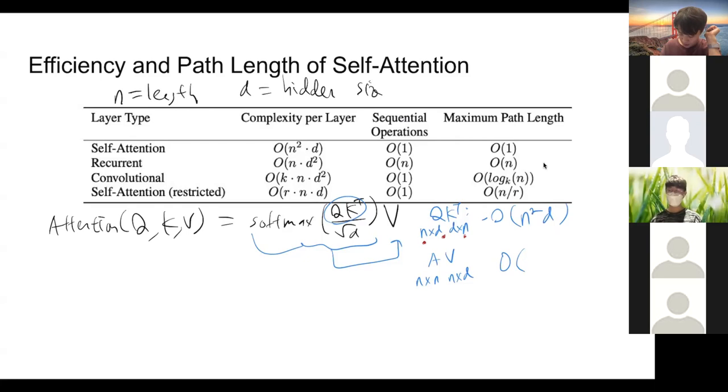And how about AV? This is also N times D. So this is all again N squared D. So both computations apparently mostly have N squared D operations.